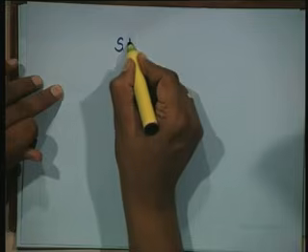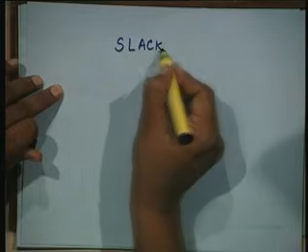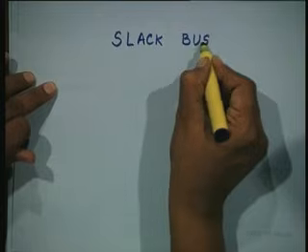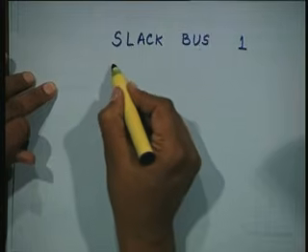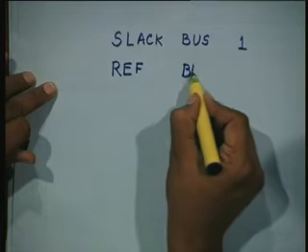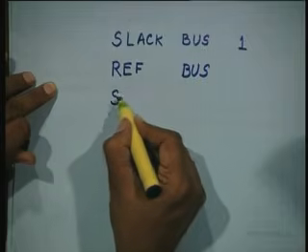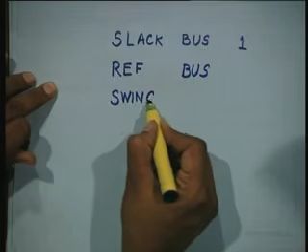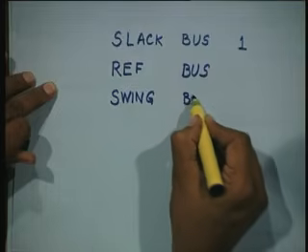The slack bus: why do you select a slack bus? What is its importance? As you all know, there is only one slack bus. The rest of the buses are either PQ or PV. Now when you say slack bus, it is only one in number. It is also called the reference bus, and it is also called the swing bus. If you remember all three names, you could have answered this question.